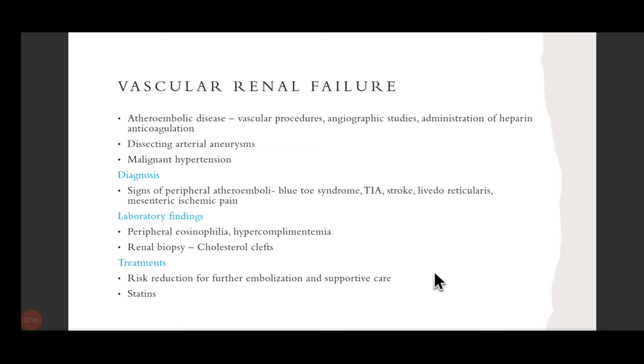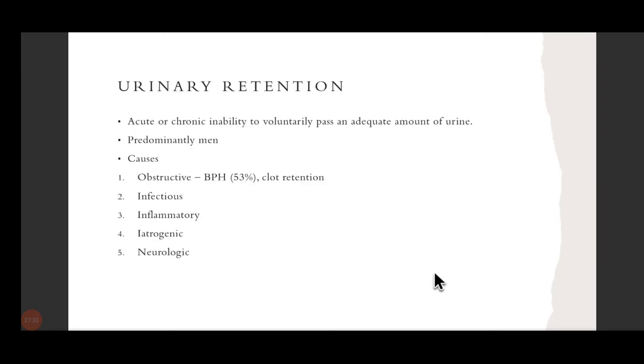Laboratory findings reveal peripheral eosinophilia, hypercomplementemia, and a renal biopsy may show cholesterol cleft, which is diagnostic. Treatment part, there is nothing much you can do, except reducing the risk for further embolization and pursuing supportive care. Statins, however, have been shown to have some role.